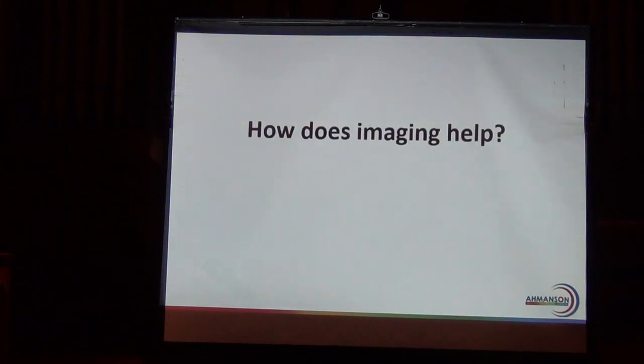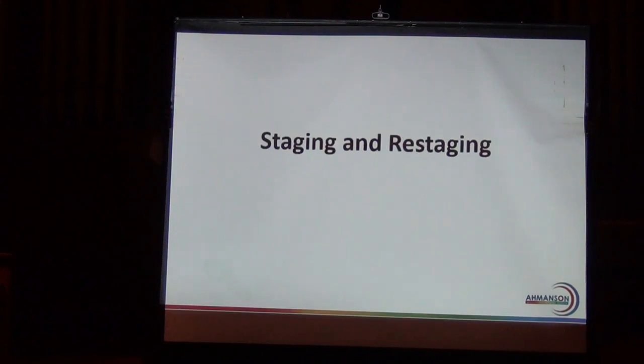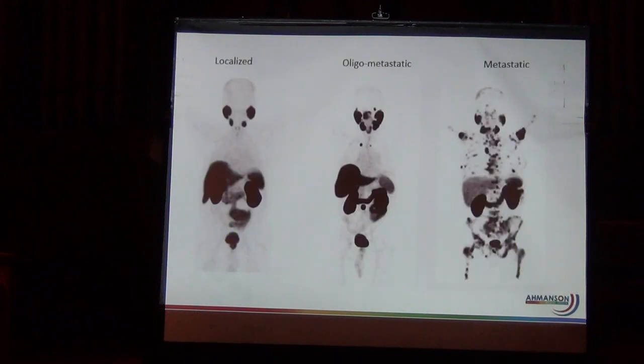Okay, so how does imaging help? Well, the most important job of imaging is staging and restaging. So staging tells us what the extent of the disease is, how far it has spread, whether it's just local, whether there are a few metastases, or whether there are multiple metastases.